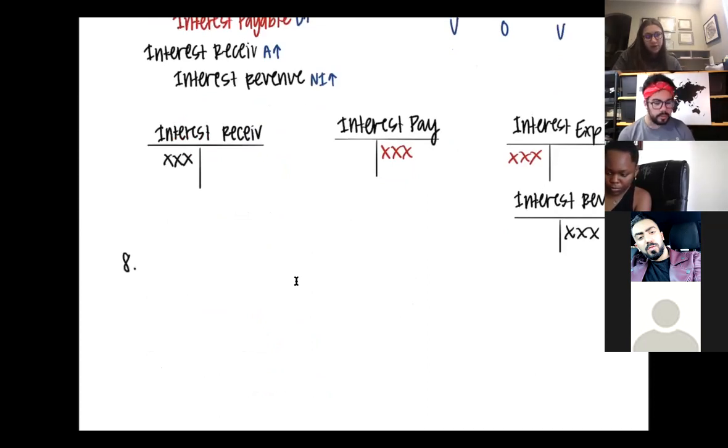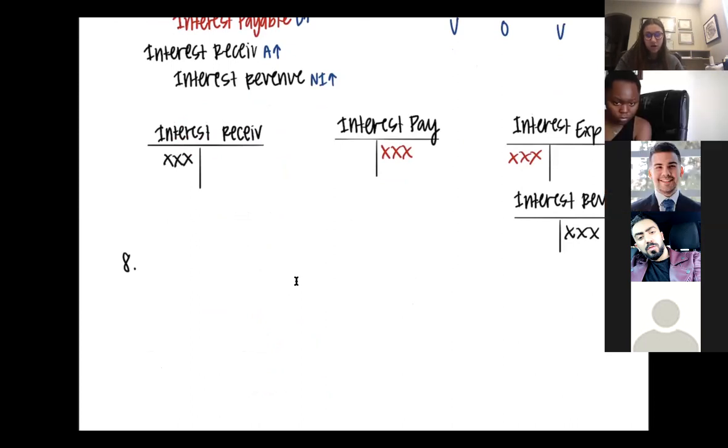Alpha recorded cash received in advance from a customer for services to be performed in the future as a debit to cash and a credit to service revenue. Alpha also failed to record an AJE at year-end for half the services performed. Okay, can someone help me with this one?